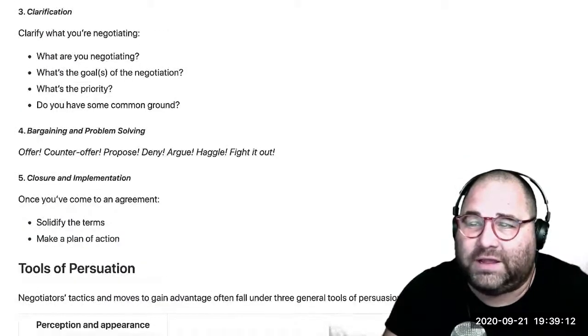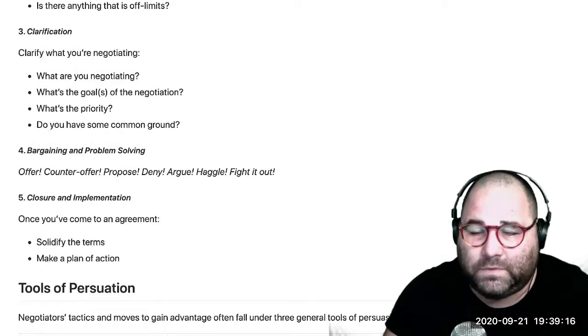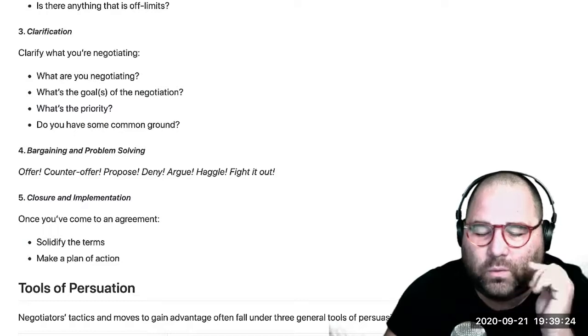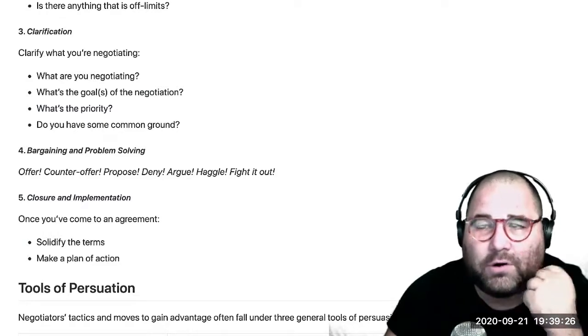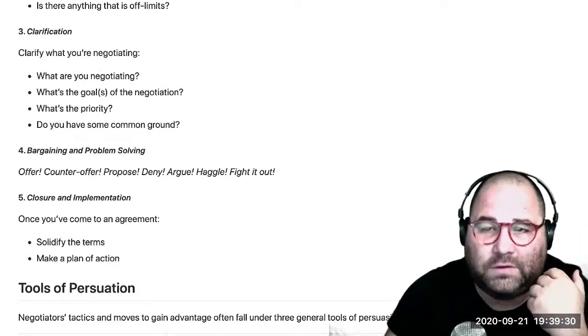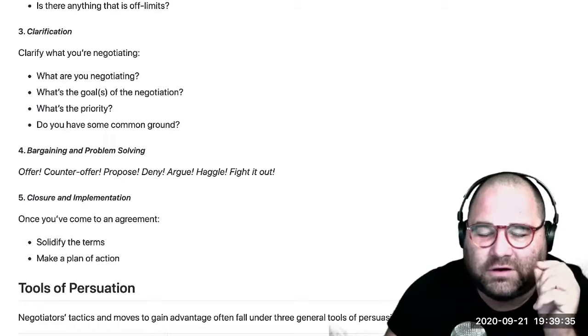Point 3, clarification. Clarify what you're negotiating. Are you negotiating salary? Are you negotiating employment? It's good to just say, what are we trying to do? What do we need to agree on? What are our goals? And then also, what's the priority? And do you have common ground? Is there a thing that we both want as an outcome of this? This is the clarification step.